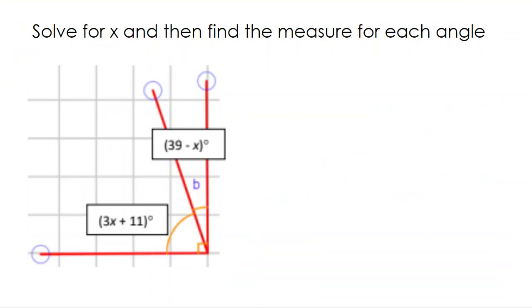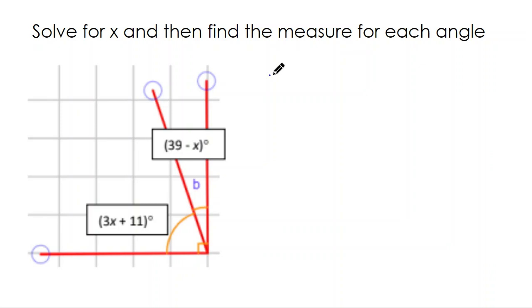All right, so this says solve for x and then find the measure for each angle. Okay, so I can see that these two angles are complementary because I can see right here there's a right angle symbol, which means 90 degrees. So I know that this angle plus this angle will give me 90 degrees. So to solve for x, I can set these two separate expressions equal to 90.